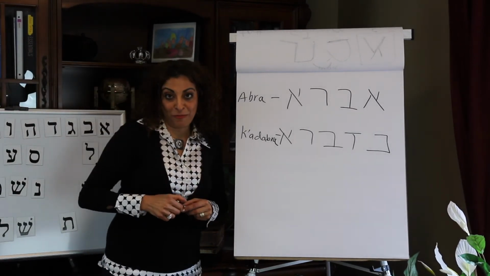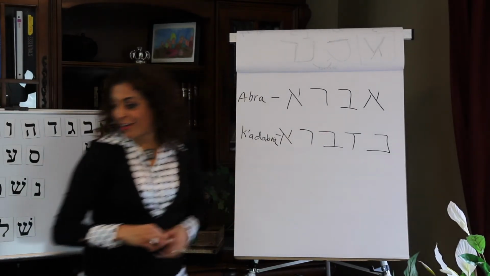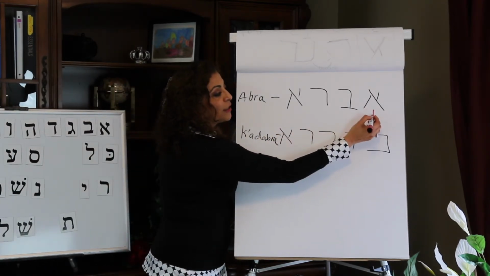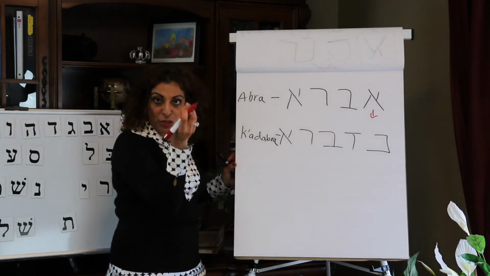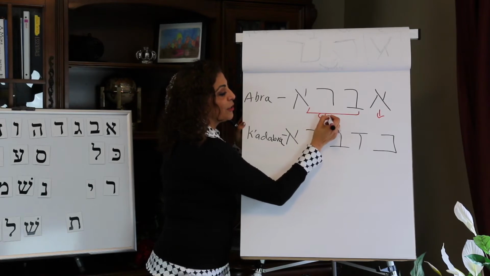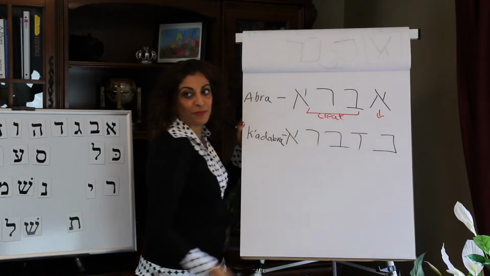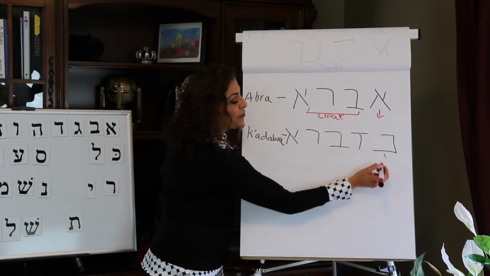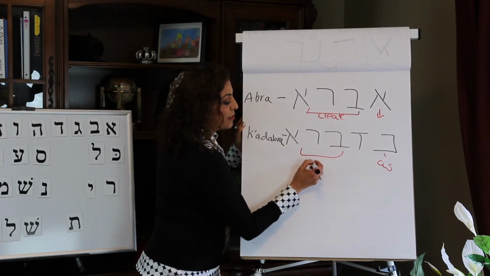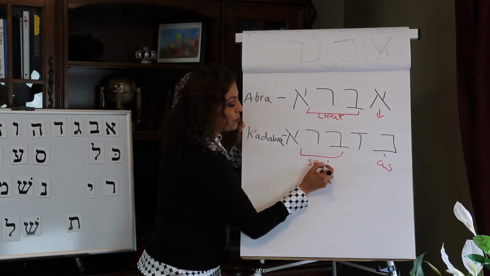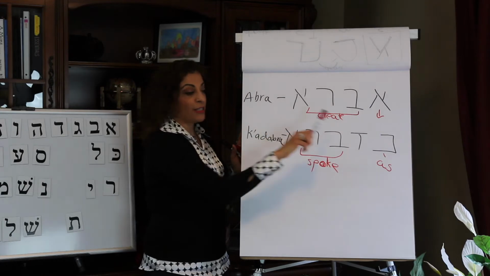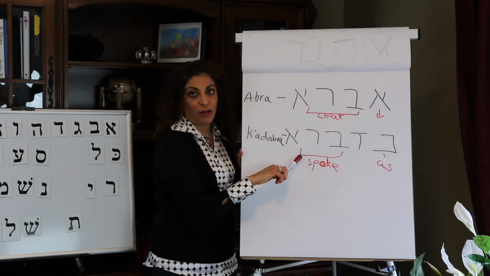What does it actually mean? Different color, because this is so cool. The Aleph stands for that God. Bara means create. Ka means as. Spoke. God create as he spoke.